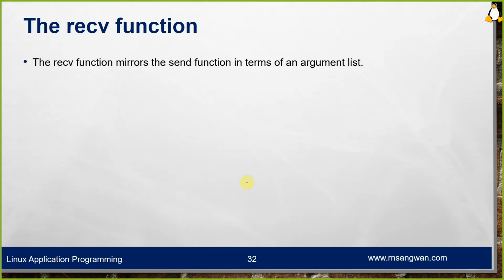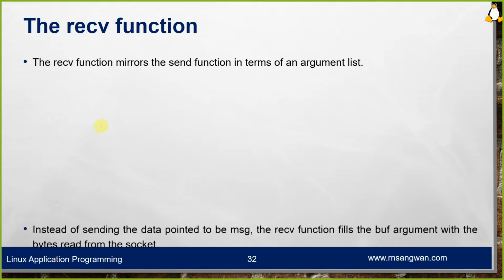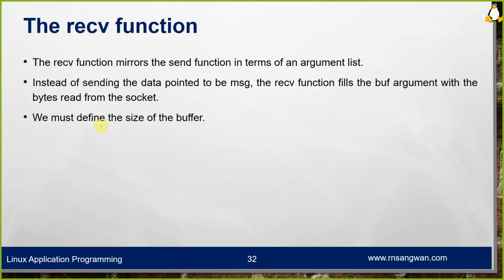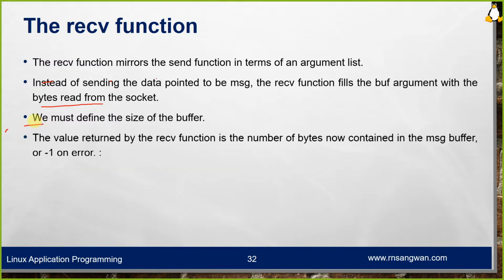The receive function works along the same lines. These functions mirror the send function in terms of argument list. So instead of sending the data pointed to by message, the receive function fills the buffer argument with the bytes read from the socket. We must define the size of the buffer.